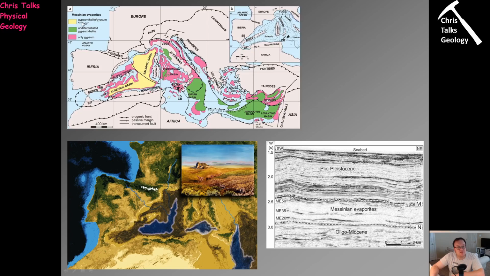Gypsum and halite, a mixture of the two, is here in yellow. Gypsum and halite in green, and only gypsum in pink. So you can see these huge quantities of evaporites left behind by this evaporation event about 7 million years ago. And you can actually see the evaporites if you look at this. This is called a seismic section. It allows you to look through the layers of rock under the surface. All of these layers of rock are just standard sediments that you would expect to get in a small sea like the Mediterranean. But this portion here, from there to there, is about 2 kilometers thick, and that's the evaporites left behind by this event about 7 million years ago.